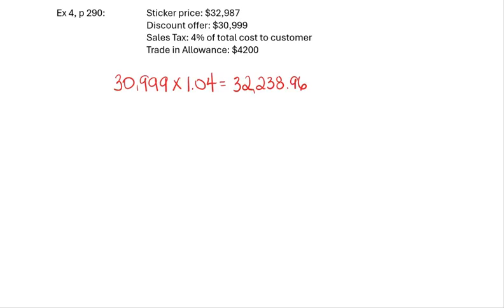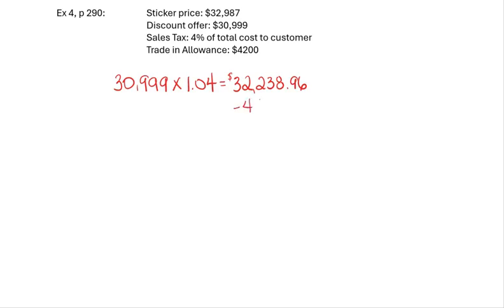I will tell you that, remember, when you multiply by 1.04, it's the same thing as multiplying the $30,999 by 0.04, by the 4%, and then adding. I'm just doing it all in one step. So this will be how much it's going to cost me, what I have to pay to drive away this vehicle. However, the dealership is offering me $4,200 for my old car.